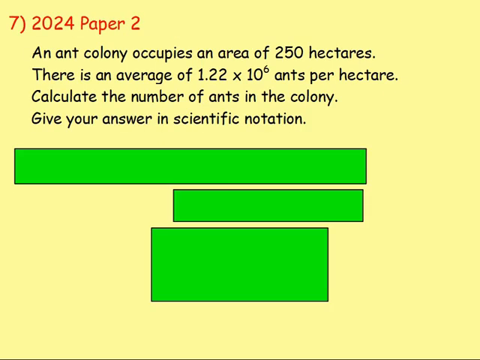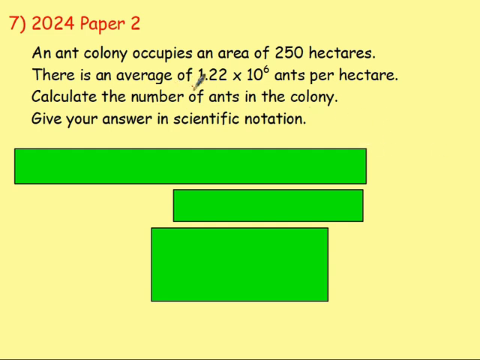And final example. This is from the 2024 paper 2. Notice all these examples are always paper 2 because the majority of the time you will be using a calculator to solve these problems with scientific notation. So an ant colony occupies an area of 250 hectares. There's an average of 1.22 times 10 to the power of 6 ants per hectare. Calculate the number of ants in the colony and give your answer in scientific notation.